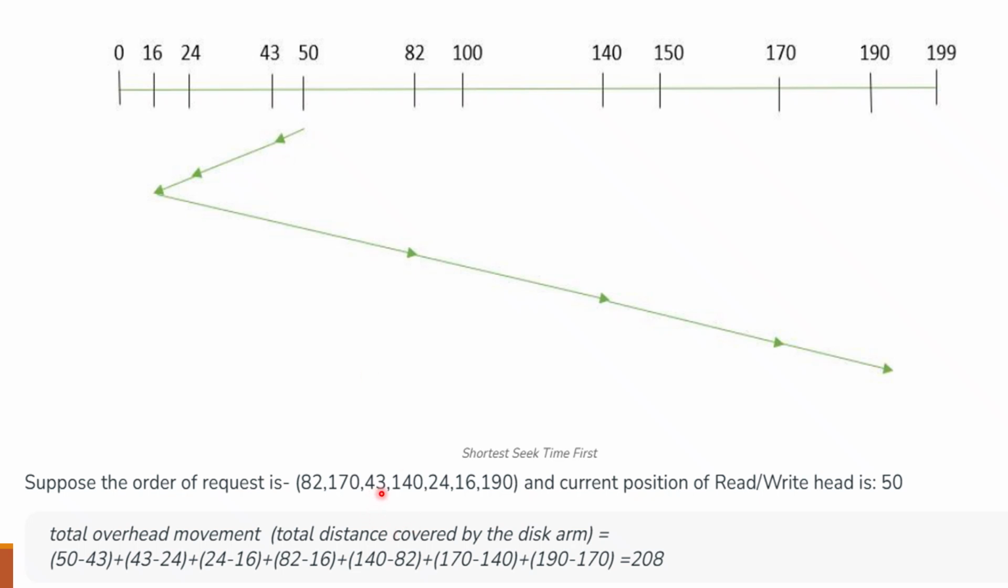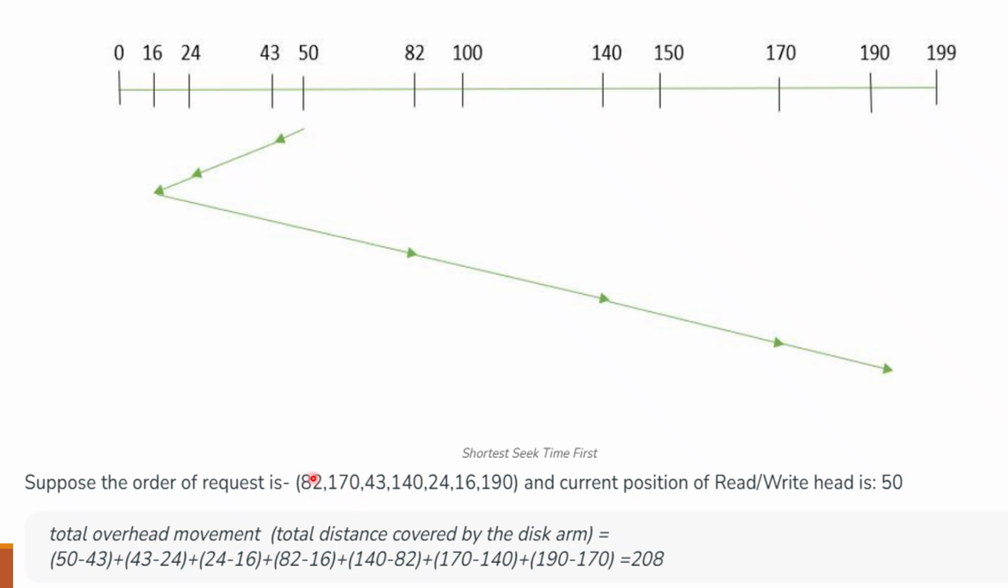Next closest to 43 is 24. Next the arm moves to 24. Next closest to 24 is 16. So the arm moves to 16. After that there is nothing nearby. So after 16, what will be the value we are going to see? After that it will be going to 82.